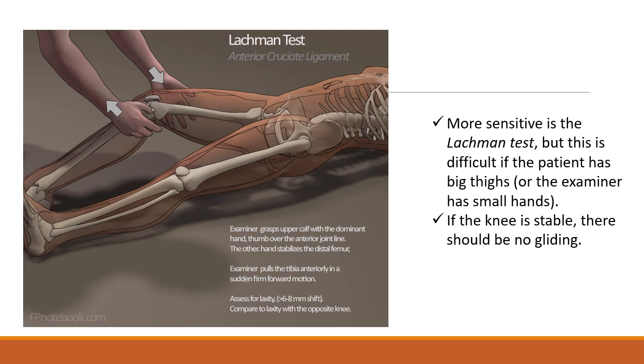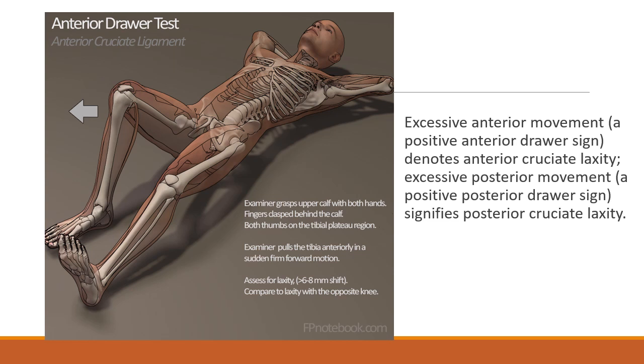Lachman test is the most sensitive test for ACL injury, in which you hold the femur, the thigh, with one hand, you hold the tibia or the leg with the other hand, and you try to translate the tibia anteriorly at 30 degrees of flexion. Anterior drawer test is another test for ACL injury. With the knee flexed to 90 degrees, you can hold the tibia, the leg, and try to translate it anteriorly. More than 8 millimeter anterior translation of the tibia indicates a full tear of the ACL.